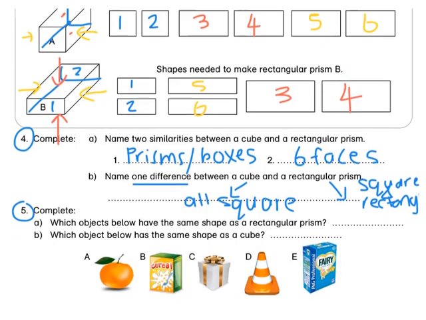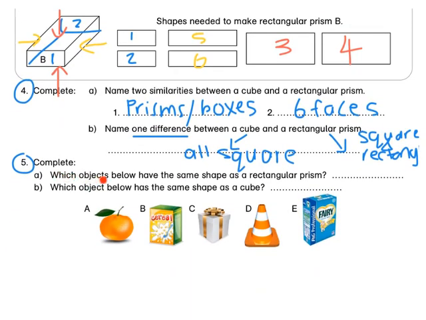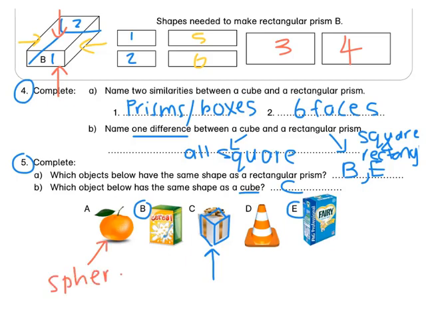Let's have a look at the answers for 5. Which objects below have the same shape as a rectangular prism? It is B and E, the two boxes. Which object below is the same shape as a cube? It is C. This box here is cube in shape because all of the faces are perfect squares, so it is C. A, for interest, has the same shape as a sphere, so that is not one of our answers. And D has the same shape as a cone, so that is also not one of our answers.